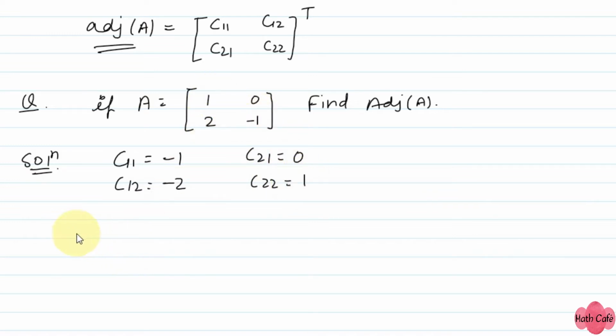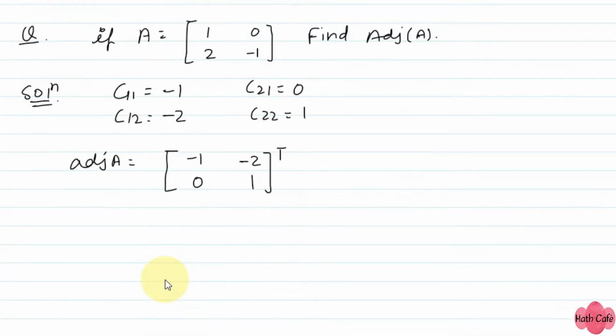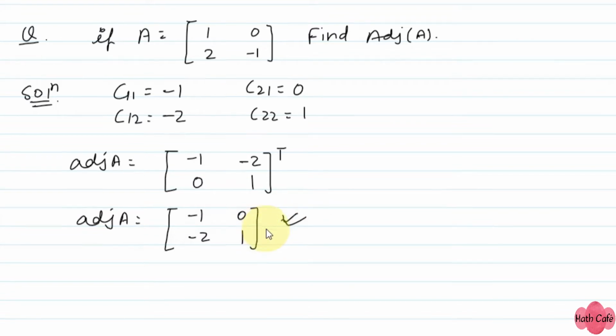Okay, so finally adjoint of A will be the transpose of the cofactor matrix. So the cofactor matrix is minus 1, C12 is minus 2, C21 is 0, and C22 is 1. We will take the transpose. Alright, so finally adjoint of A will become minus 1, minus 2, 0 and 1. We will just interchange all the rows and columns. So adjoint of A will be this. Hope you understand this.